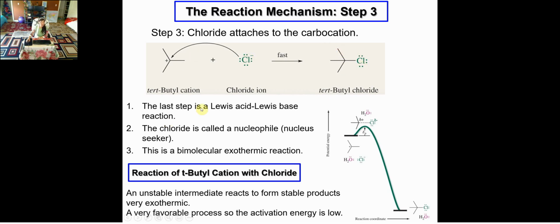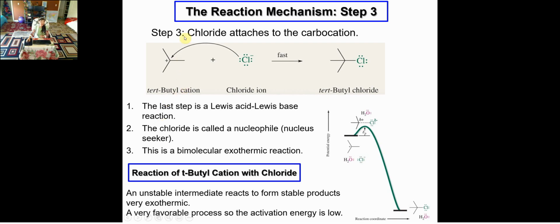This step is considered a Lewis acid-Lewis base reaction. Your negatively charged chloride donates two electrons to the carbon. They form a bond. So this chloride is also called a nucleophile. Nucleophile means nuclei lover, a nuclei seeker. This reaction involves two molecules, so it is called a bimolecular reaction. This reaction was also found to be an exothermic reaction.